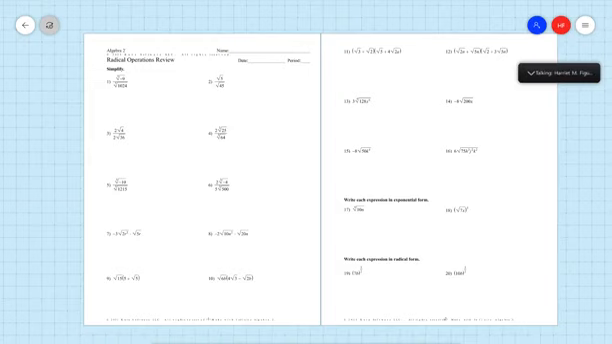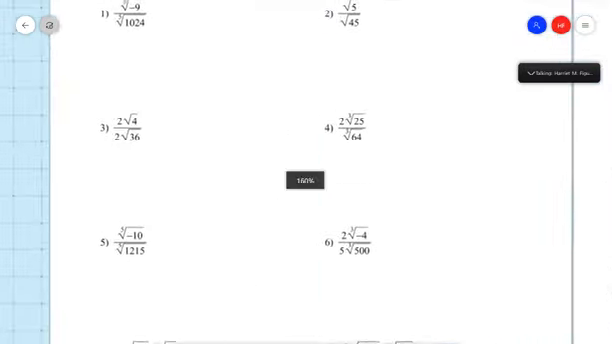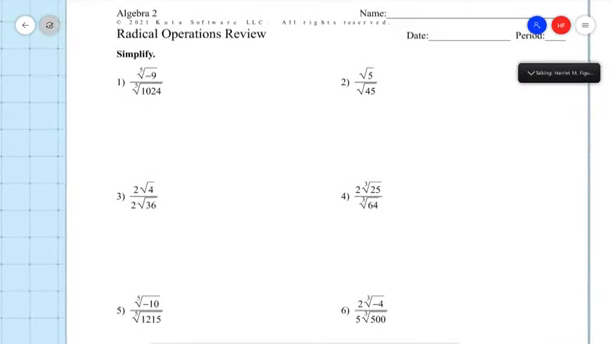Hey guys, so today we're going to be doing a review of radical operations and introducing division of our radicals. So we're just going to jump straight into the odds, and then you guys will be doing the evens. On this first section, we're simplifying using division. So we're going to simplify the same way we would normally.